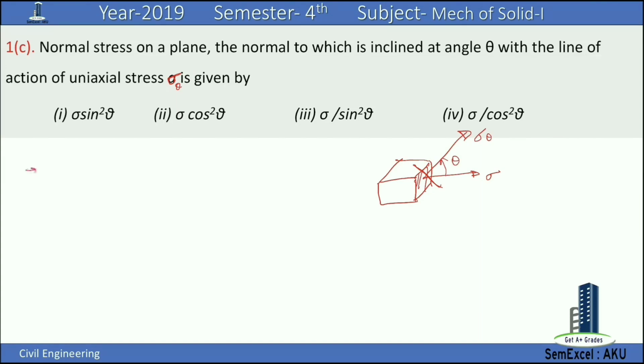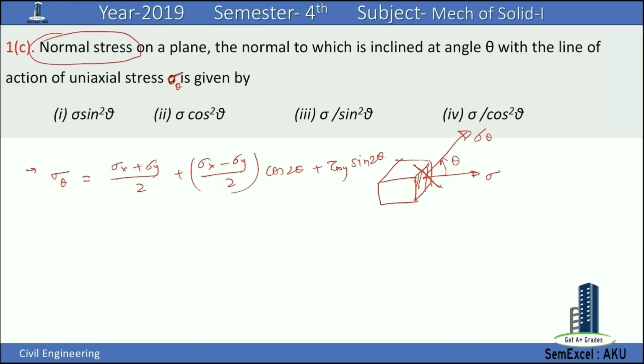We'll use this formula. Sigma at an angle theta is equal to sigma x plus sigma y by 2 plus sigma x minus sigma y by 2 into cos 2 theta plus tau xy sin 2 theta. Please note, in question only normal stress is given. There is no shear stress, so here tau xy is equal to 0. In question there is only one component of stress, that is the sigma is equal to sigma x. There is no y component, that is the sigma y.